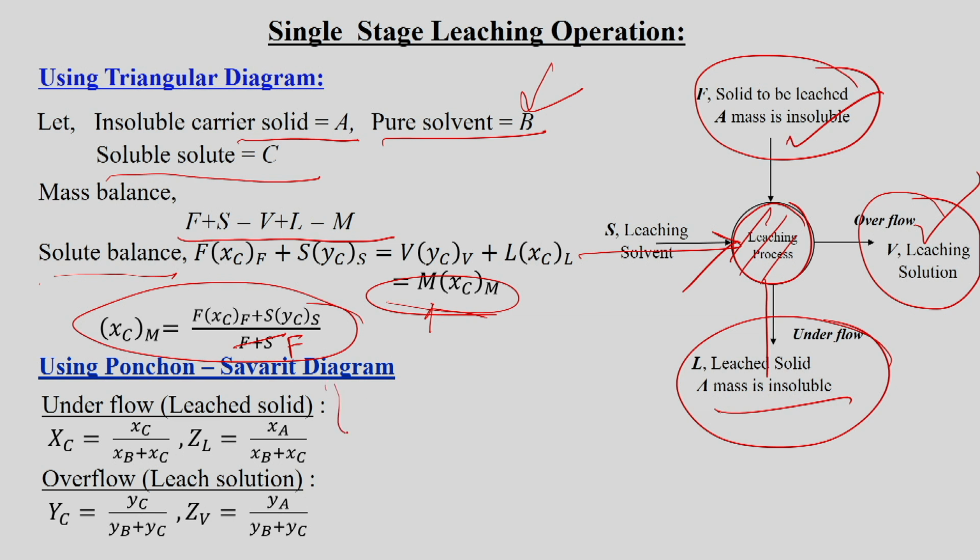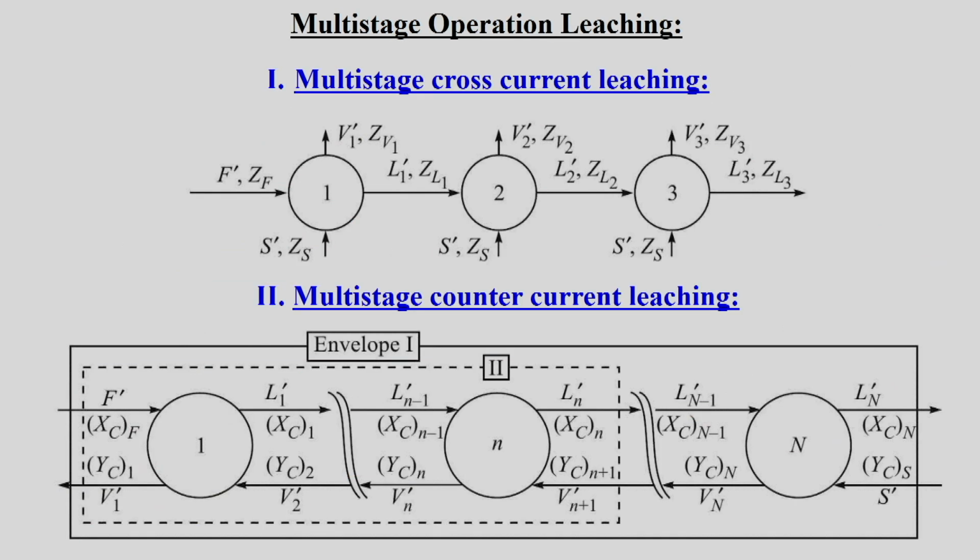So, using Ponchon-Savarit, on an inert-free basis, the underflow or leached solid will be: capital X C is equal to small x C by x B plus x C, and Z L for the underflow is x A by x B plus x C. Whereas for the overflow, which is the important one, capital Y C is equal to small y C by y B plus y C, and Z V for the overflow is y A by y B plus y C. Okay. Similarly, the multi-stage leaching operation is similar to that of the extraction process.